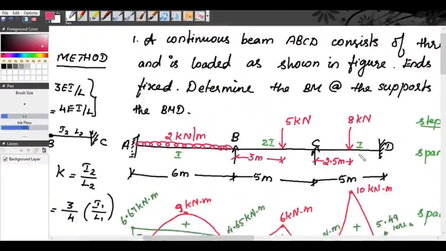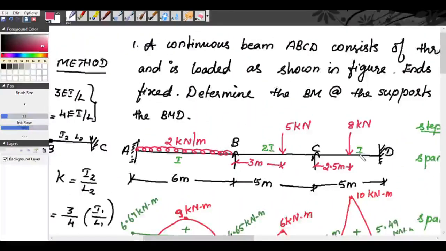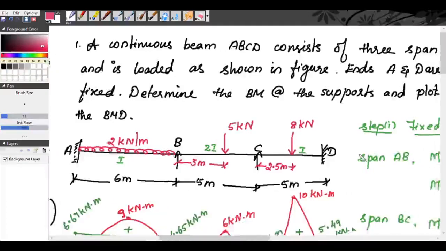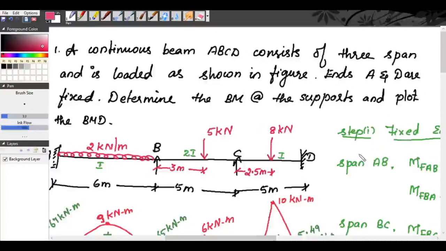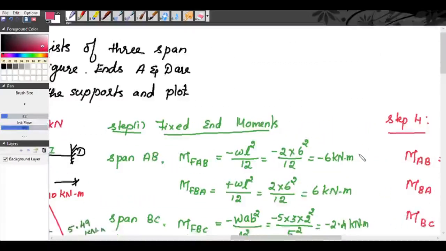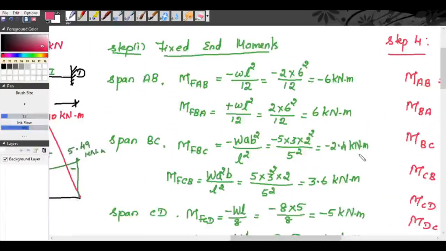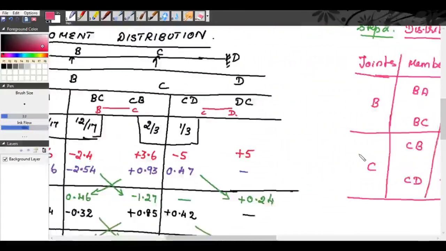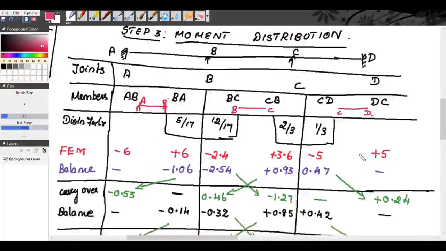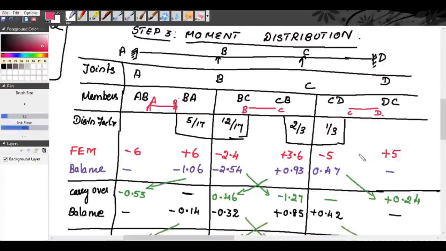So what we have seen is the relative stiffness, the procedure. Then we saw the analysis of a continuous beam with fixed ends, a 3-span continuous beam with a fixed end. Okay, so this is our given problem. Step 1, we found the fixed end moments. Step 2, the distribution factors. Step 3, the moment distribution. This is an iteration process. So we can stop with 5 iterations. That is your choice.